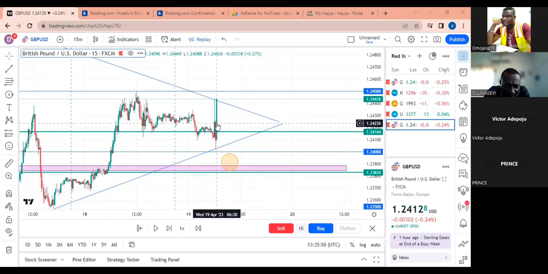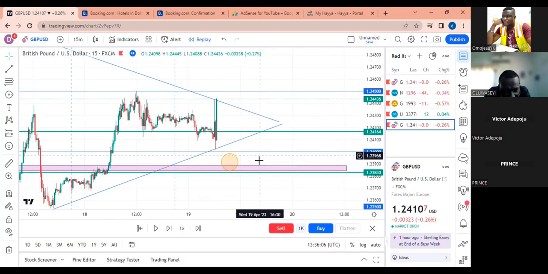This was around 6:30 a.m., so London is yet to open, which is yet to be my trading time. So I'll be waiting patiently for the market to come back here. If it forms an M up, then I sell it down, or I see a W and a reaction at this particular point. So let's continue.